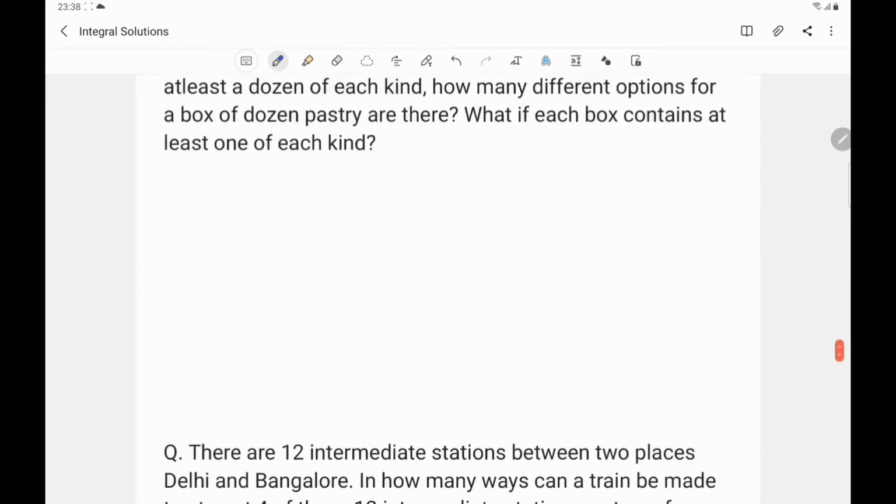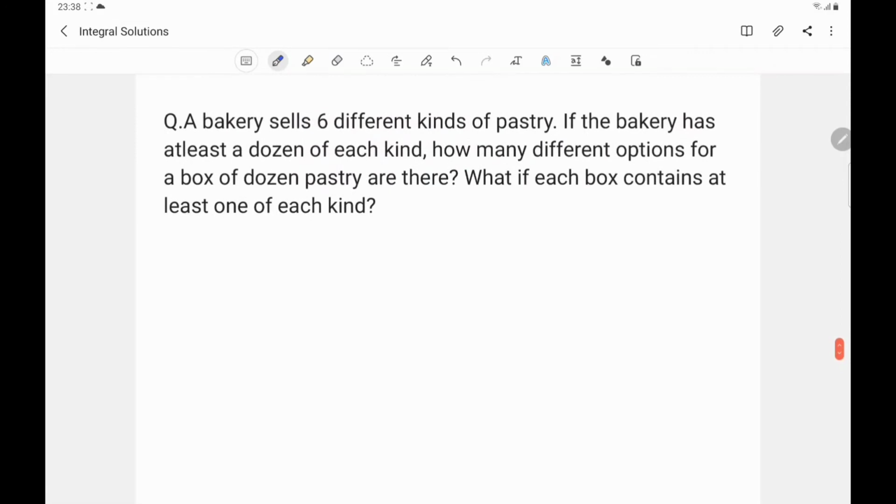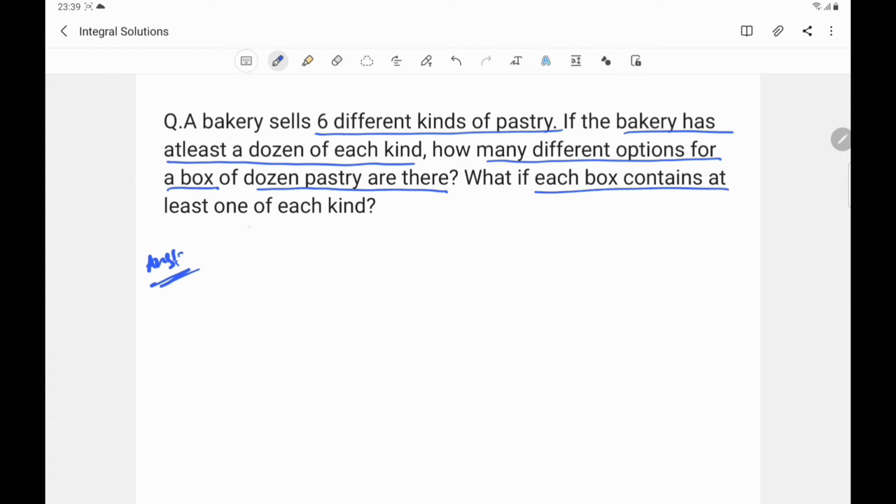Now let us move to another question. This question states that a bakery sells 6 different kinds of pastry. If the bakery has at least a dozen of each kind, how many different options for a box of a dozen pastry are there? What if each box contains at least one of each kind?